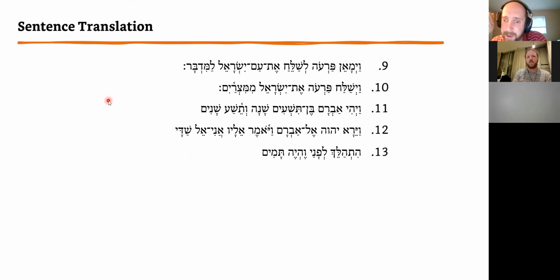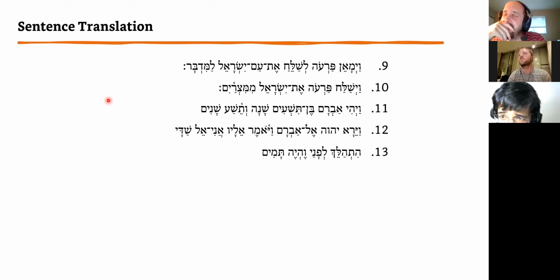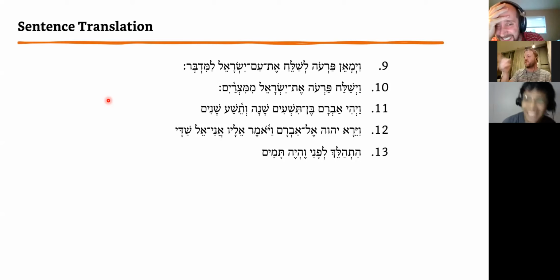Vayhi Avram ben tish'im shana v'tesha shanim. And Abraham was... 7? No, 8. Is it 9? This is why we're counting in the Aramaic group where we're doing numbers. So tesha shanim, v'tesha shanim. So is that 99 years old? Ben tish'im shana v'tesha shanim.